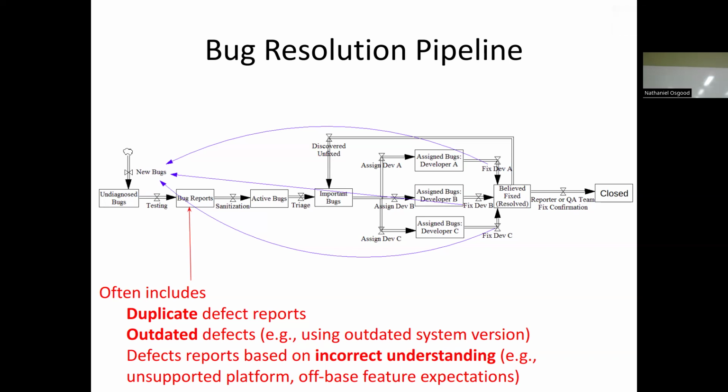These are actionable defects in the sense that they are representing reliable understanding that there are problems to be fixed indeed. They're not duplicates. They're not outdated. They're not based on misunderstanding. They're reliable guidance on things to be fixed. Now, these active bugs are good candidates to be fixed.